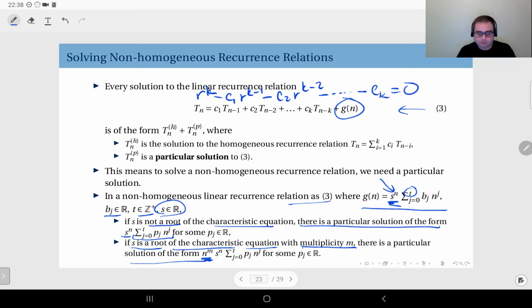If s here is a root of this equation with a multiplicity of m, then in my homogeneous solution, recall I would have the terms s to the n, n times s to the n, n squared s to the n, n to the power 3 s to the n, up to n to the power m minus 1 times s to the n. In that case, I will have a particular solution of this form where n to the power m appears. Now let's see this on an example.